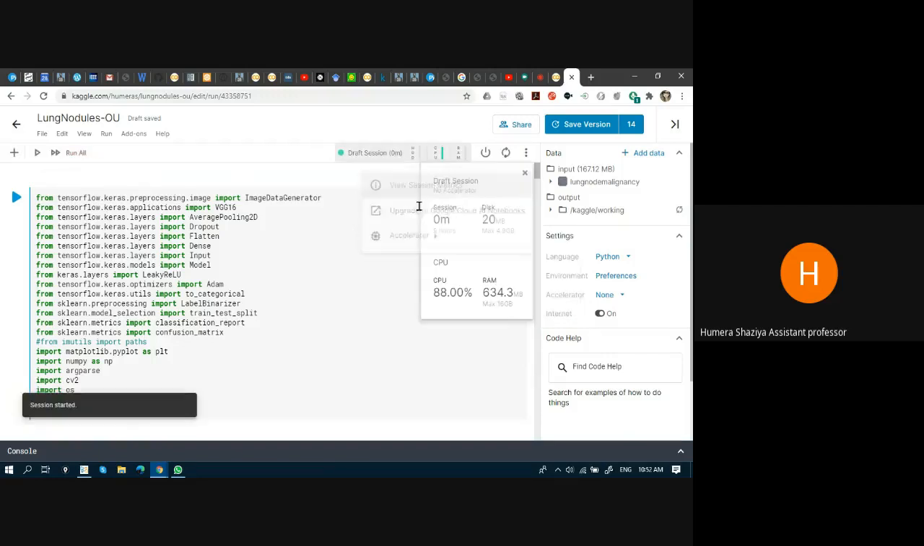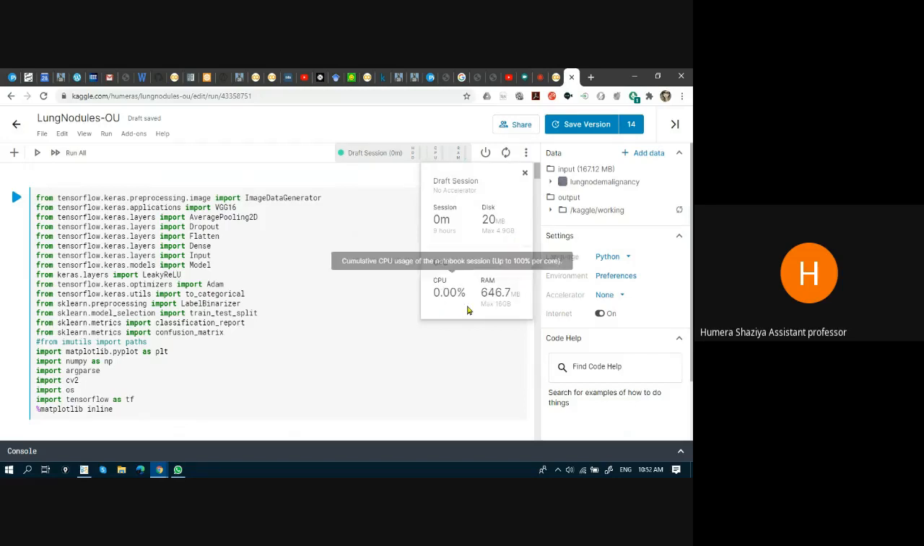And here I get session metrics. 20 MB disk out of allocated 4.9 GB. CPU I am not using currently, and 16 GB of RAM is allocated. I can use that. And I can have a 9 hour session. What does it mean? At a stretch, I can execute these programs for 9 hours in one session.